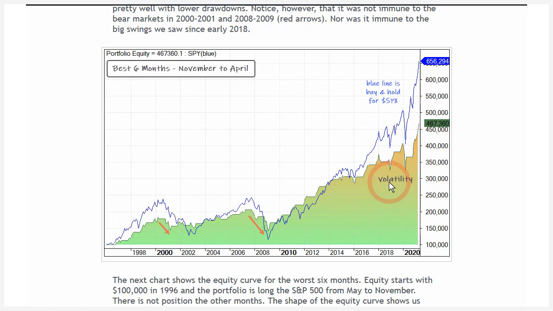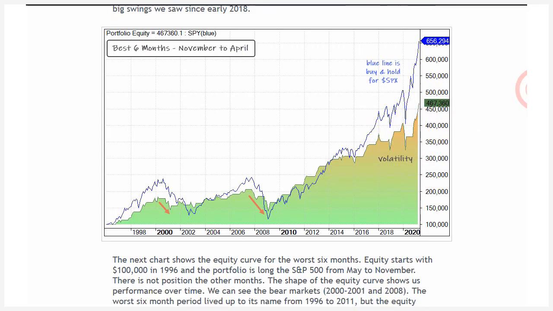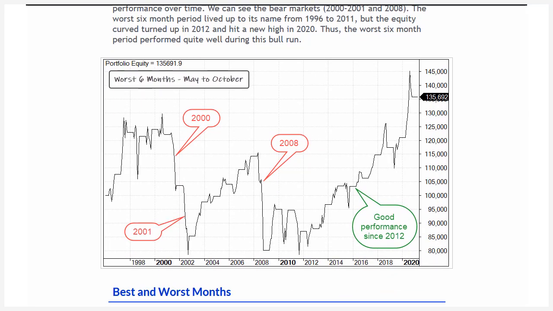But it was only invested half the time, 6 months. But it wasn't immune to volatility either. You can see that volatility that started in 2018, well, it's still there if you're trading that 6-month cycle, the best 6 months. Well, it's seasonality, not really cycle.